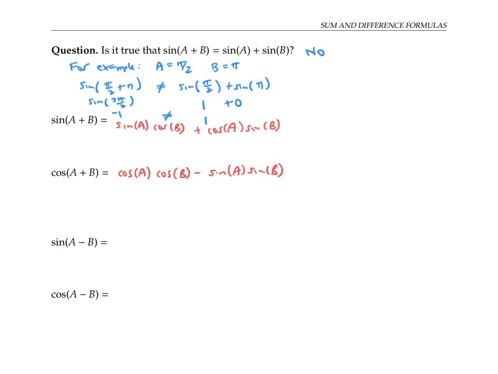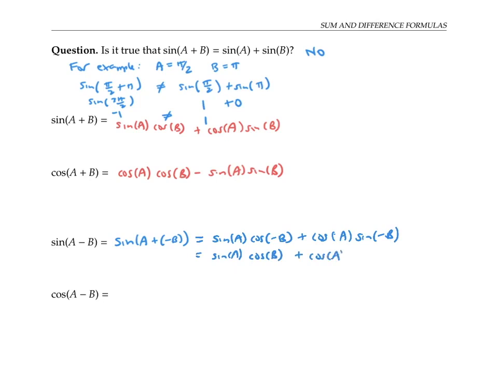I encourage you to memorize the two formulas for the sine of a sum of angles and the cosine of a sum of angles. Once you do, it's easy to figure out the sine and cosine of a difference of two angles. One way to do this is to think of sine of A minus B as sine of A plus negative B, and then use the angle sum formula. So this works out to sine, cosine, plus cosine, sine. And now, if I use the fact that cosine is even, I know that cosine of negative B is cosine of B, and since sine is odd, sine of negative B is negative sine of B, so I can rewrite this as sine of A, cosine of B, minus cosine of A, sine of B.